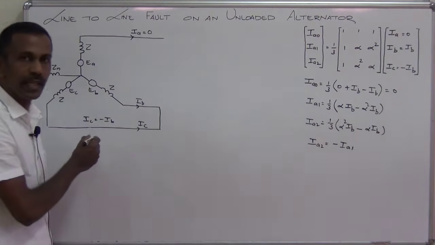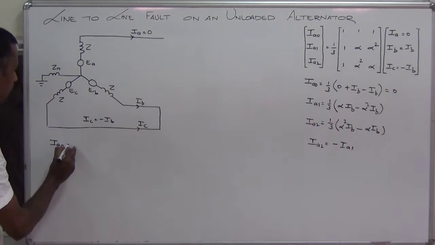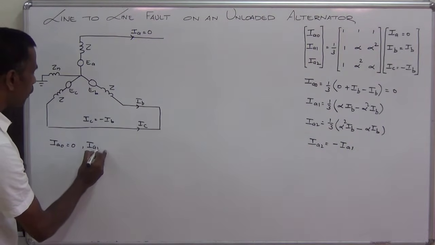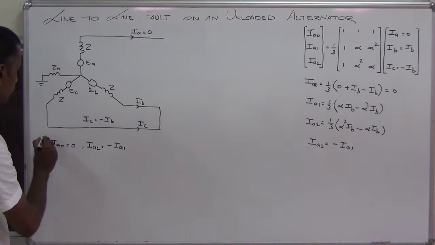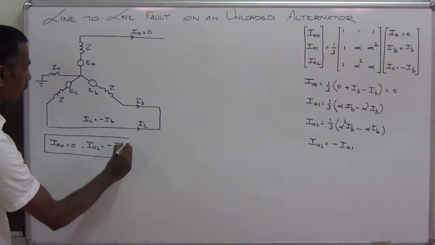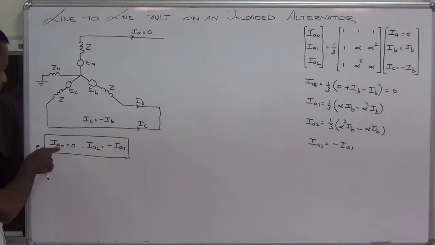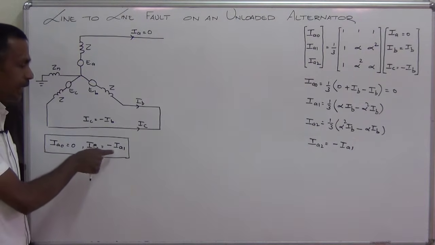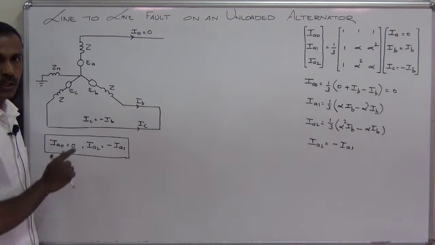Let me write the sequence currents here. IA0 equals 0. IA2 equals minus IA1. These are the sequence currents for this line to line fault. So there is no zero sequence network. The negative sequence current is equal to minus positive sequence current.